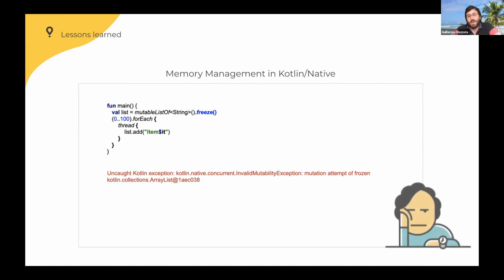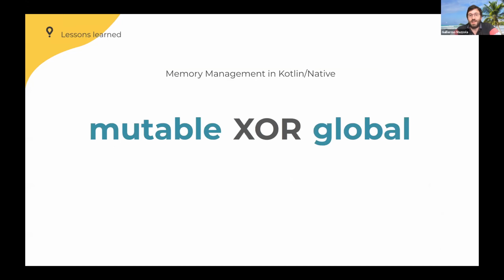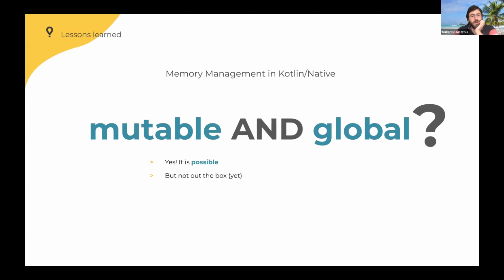So at this point we were blocked, and the question that we have now is, how will we handle it if I need a list that is mutable, but that is shared by multiple threads? Is that possible? The answer is yes, it is possible, but it's not out of the box yet, at least from my research. Maybe I'm missing something.